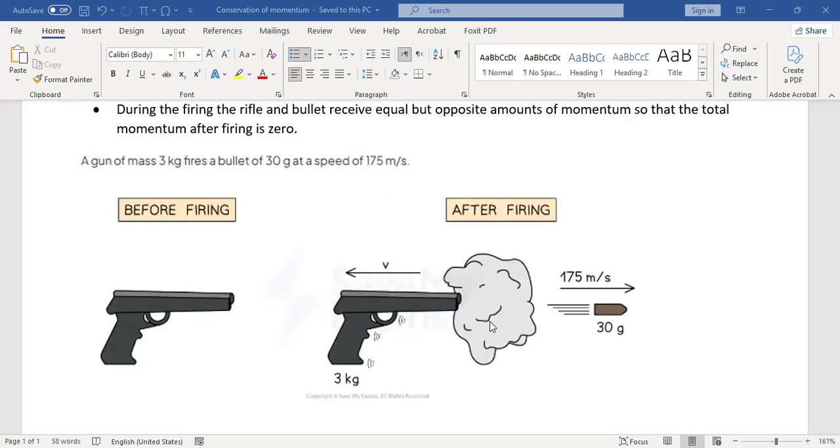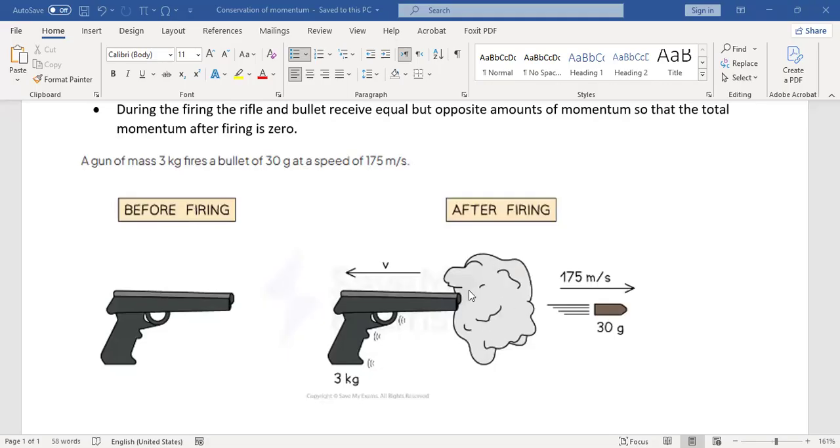So the momentum cannot go in one direction because it has to be conserved. So it has to go in the backward direction, so it has to be of the gun, because before firing, it was just one object and it was at rest. After firing, it split into two objects. So it's kind of an explosion.